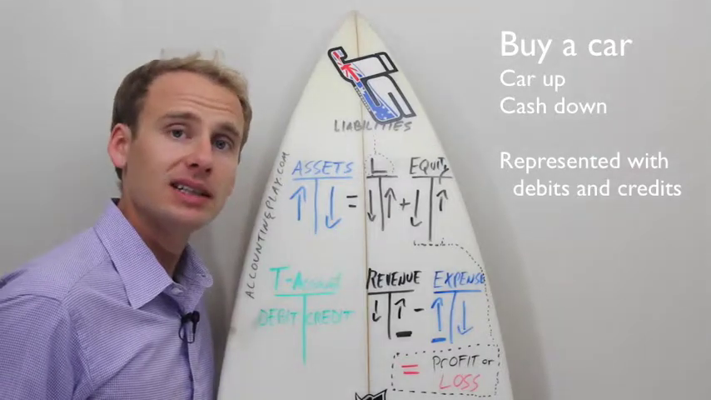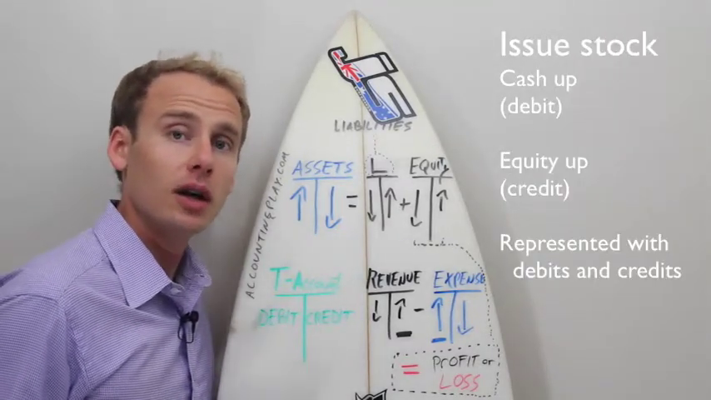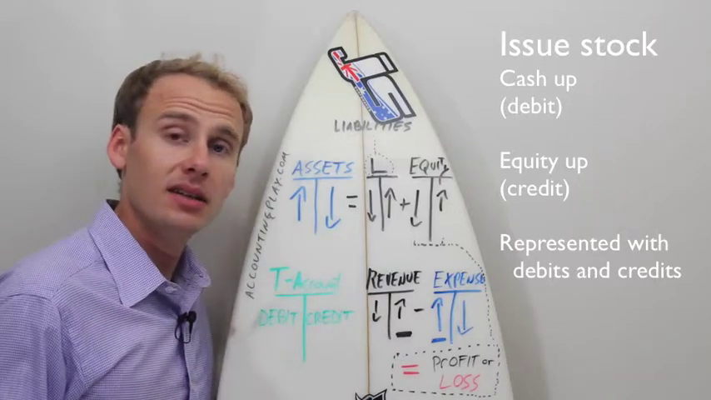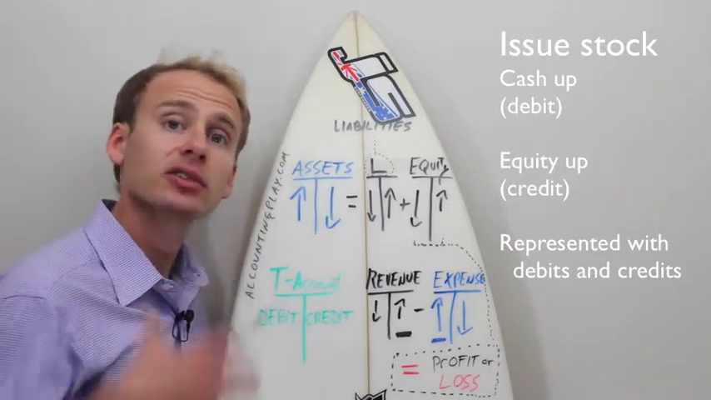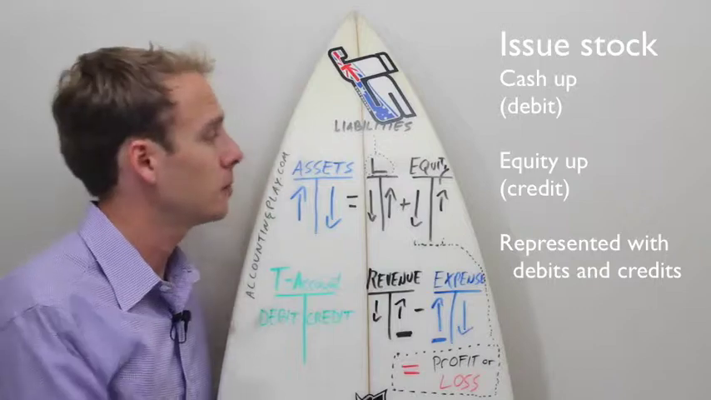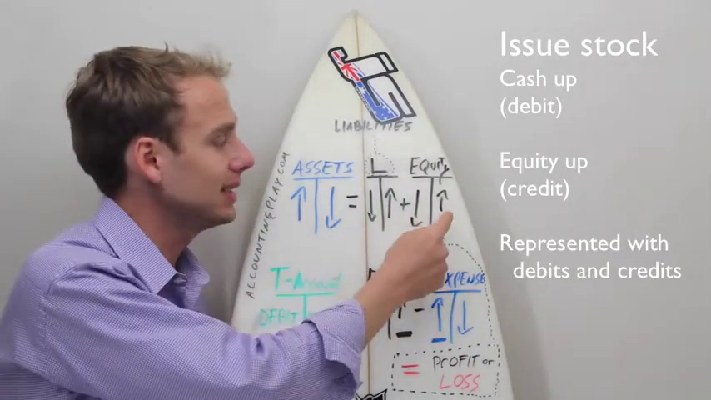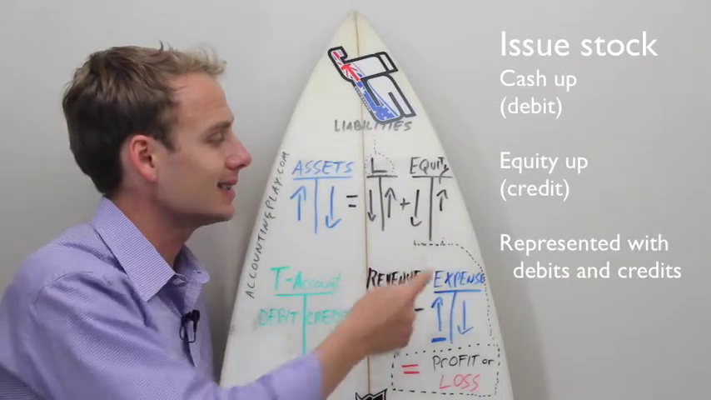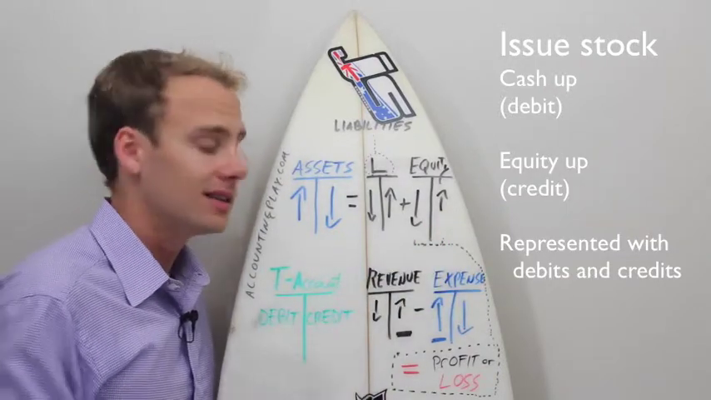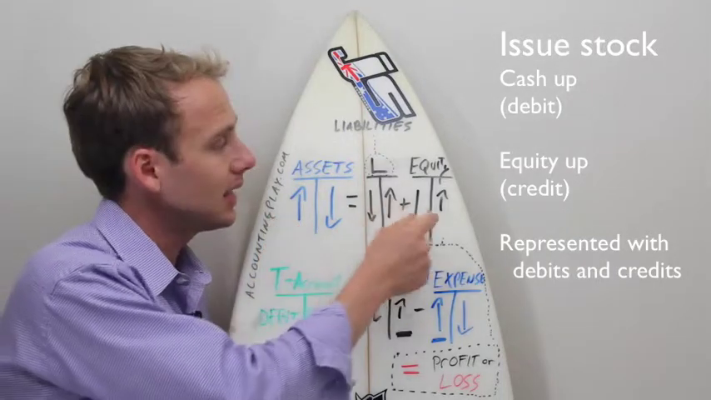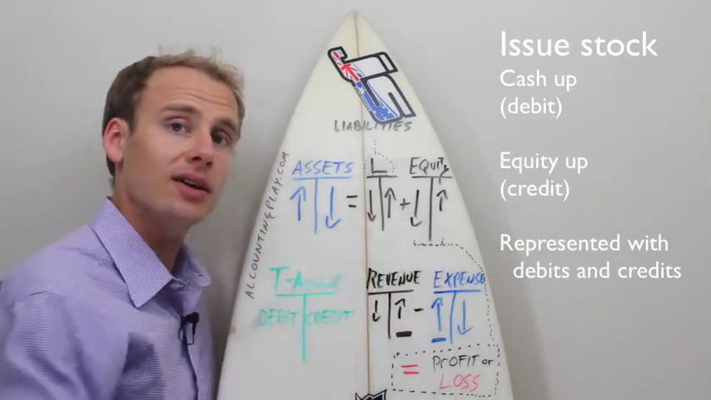Another common transaction is issuing stock to shareholders for money. Money comes in, it's not revenue, it's money for stock and ownership in the company. Therefore, cash increases, an asset, and so does equity. You'll notice that would be an increase in assets with a debit and an increase in equity with a credit.